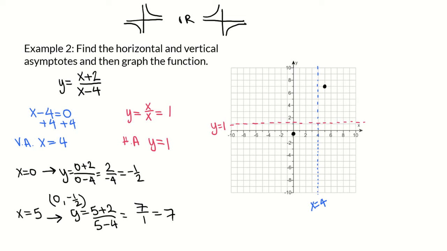And we could plot more points. So let's plug in one more point. Let's plug in x equals 3. That would give 3 plus 2 over 3 minus 4, which is 5 over negative 1, which is negative 5. So that gives us the point (3, -5). And from there we can see, knowing what a rational graph looks like as one of these two possibilities, that this graph will look something like this.